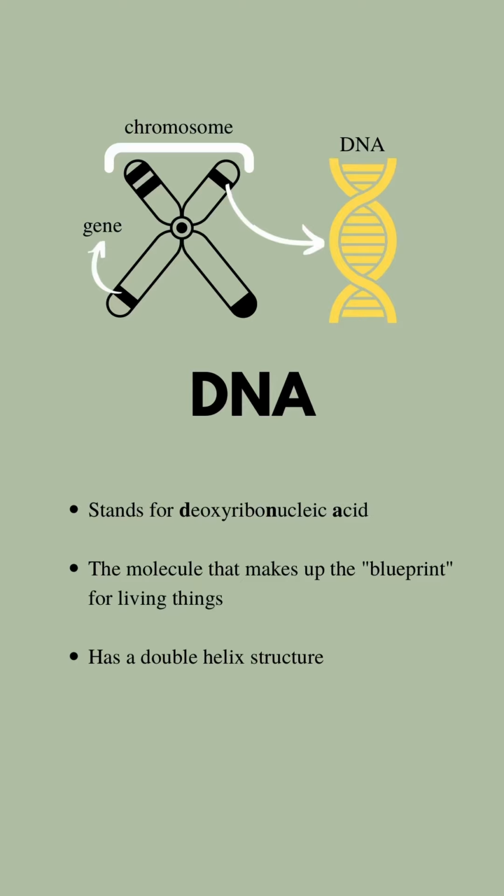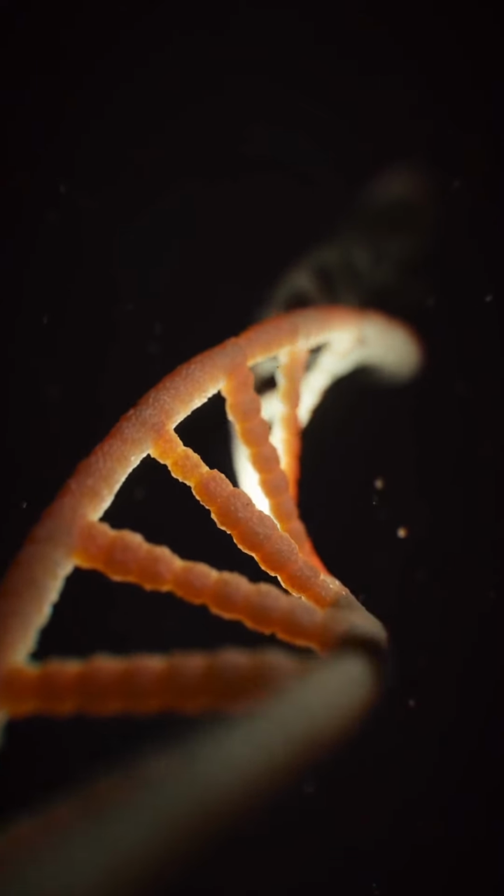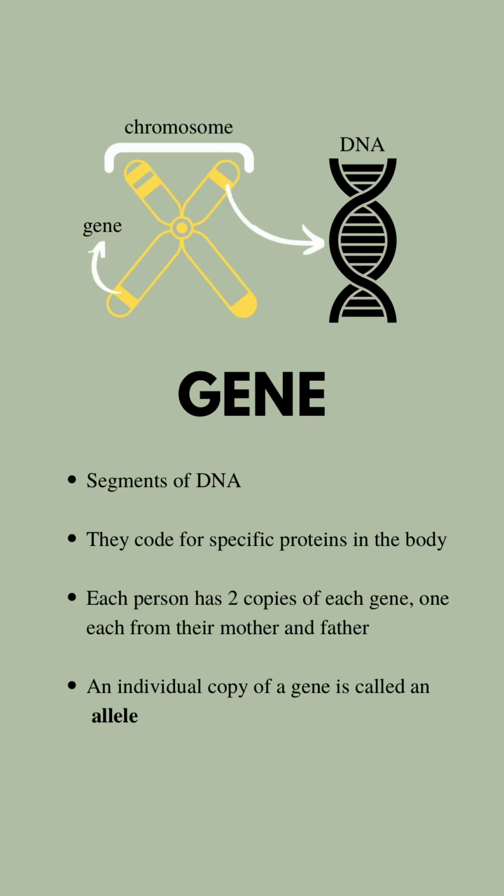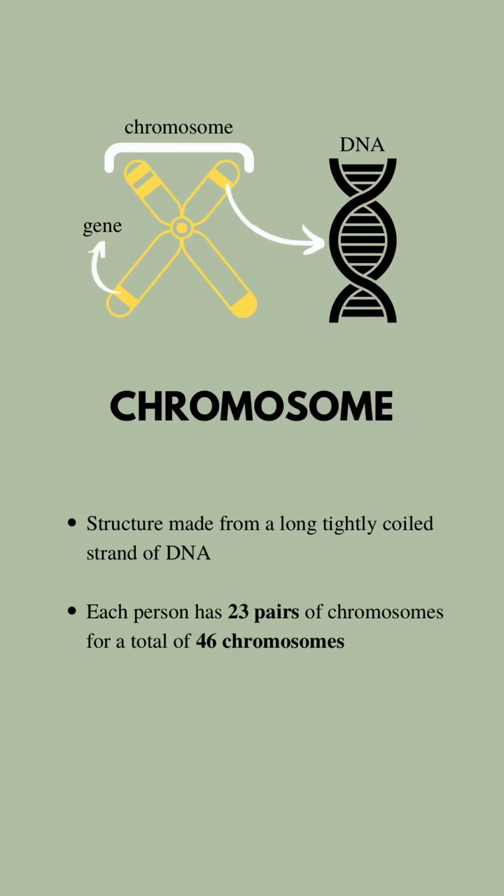DNA, short for deoxyribonucleic acid, is the molecule that our body uses to make up its blueprint. DNA is well known for its double helix structure. Genes are segments of DNA that code for specific proteins in the body. Humans have 2 copies of each gene, one from their mom and one from their dad, and an individual copy of these genes is called an allele. Finally, DNA is organized into a tightly coupled structure called a chromosome. Each individual has 23 pairs of chromosomes, which adds up to 46 chromosomes in total.